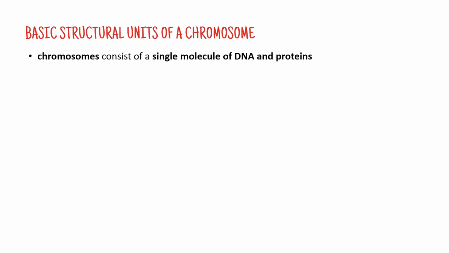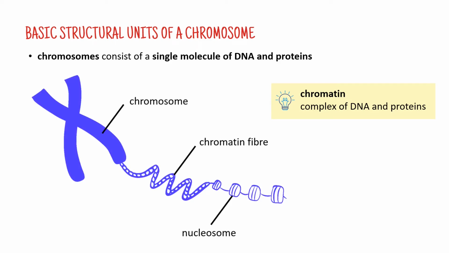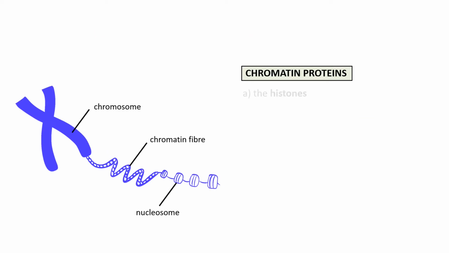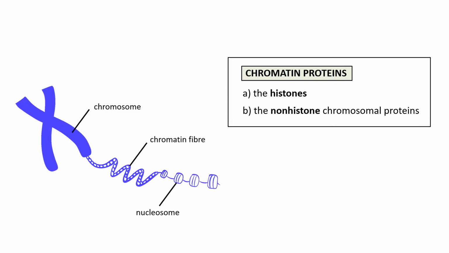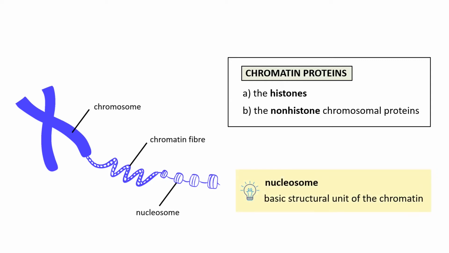Okay, so let's start. As we said last time, chromosomes consist of a single molecule of DNA and proteins that modify its structure. This complex of DNA and proteins is called chromatin. And chromatin fiber is also the basic subunit of the chromosome. Chromatin proteins can be divided into two classes, the histones and the non-histone chromosomal proteins. Histones are very important, and for that reason they are present in chromosomes in almost the same amount as the DNA. They form a specific structure of the chromatin which is called a nucleosome.